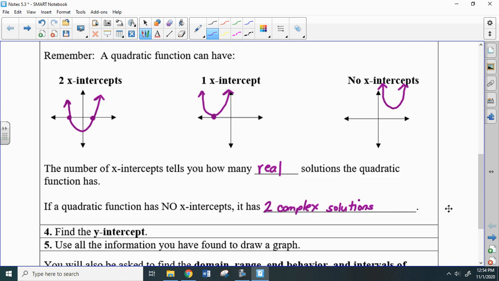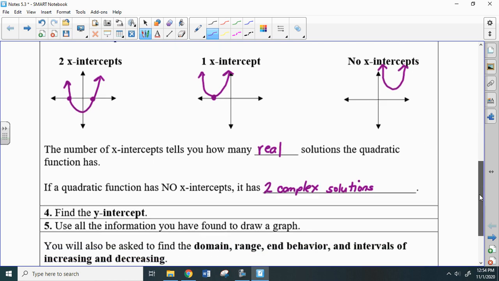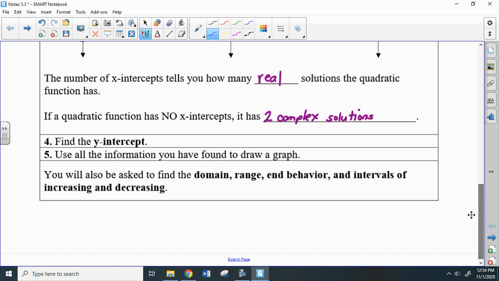That is something where you would have to actually use the quadratic formula to find those values if you were asked to. Then you're going to be asked to find the y-intercept, use all of that information to draw a graph, and then find the domain and range, end behavior, and intervals of increasing and decreasing. So we're going to review all of that on the next slide.